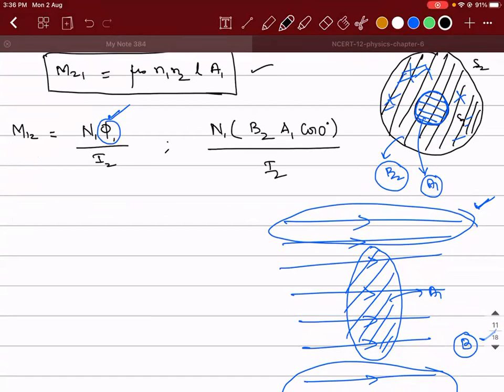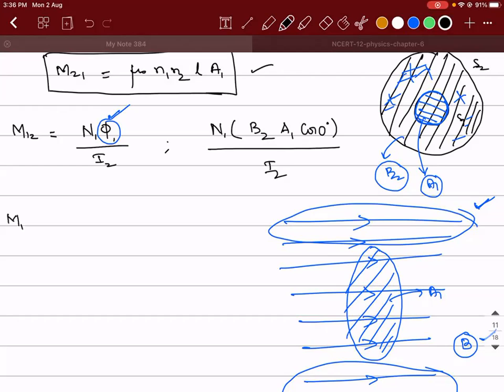In the case of mutual inductance, whether you are calculating M21 or M12, the common point is that the area you are taking into consideration is always the area of the smaller coil. Please make a clear note of it.